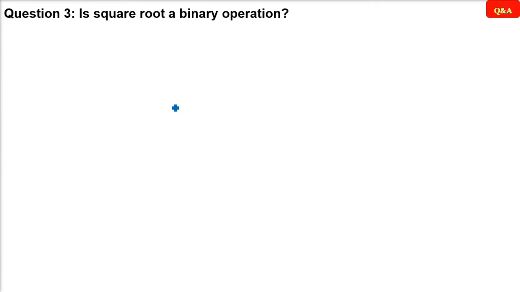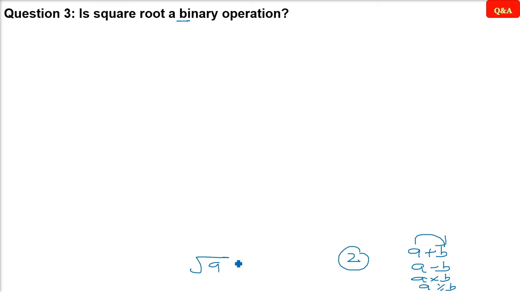Is square root a binary operation? Binary means there have to be two operands. Unary means only one operand, or one value, is required. Because if you are writing a plus b, a and b are two values, a minus b, a into b. So there the plus, minus, division only work on two values. So that is binary operation.